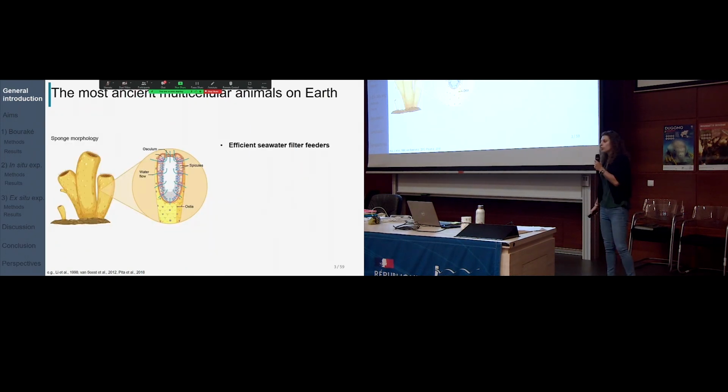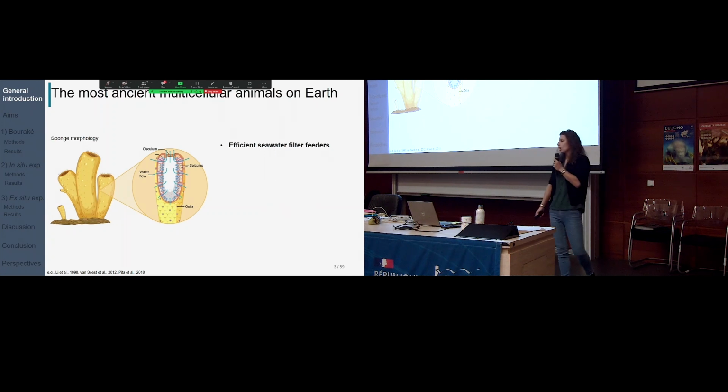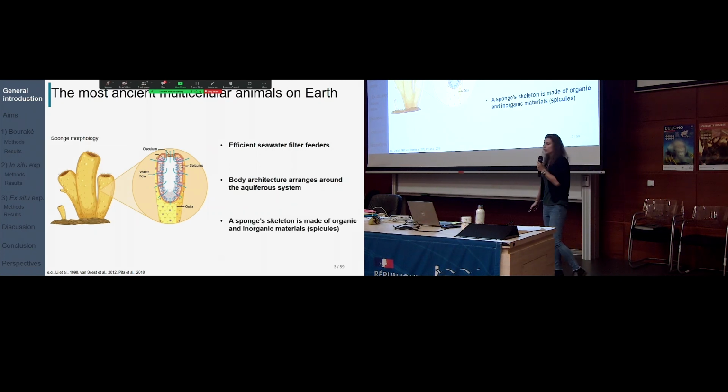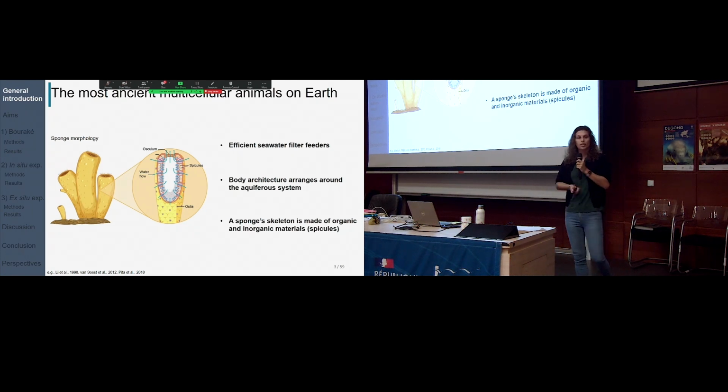Sponges are the most ancient multicellular animal on Earth. They are efficient seawater filter feeders with a simple level of organization. The sponge body is organized in the aquifer system that consists of channels and chambers to allow seawater circulation for feeding and respiration. The seawater enters from the ostia and goes out from the osculum. The sponge skeleton is made by both organic and inorganic materials, such as calcium carbonate and silicate spicules. I will talk about sponges that are made by silicate spicules.